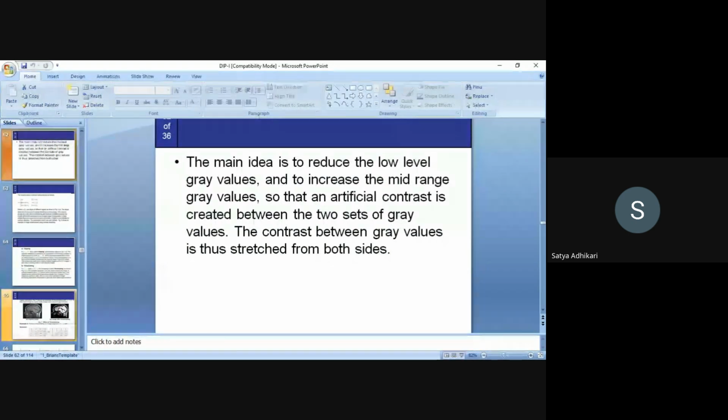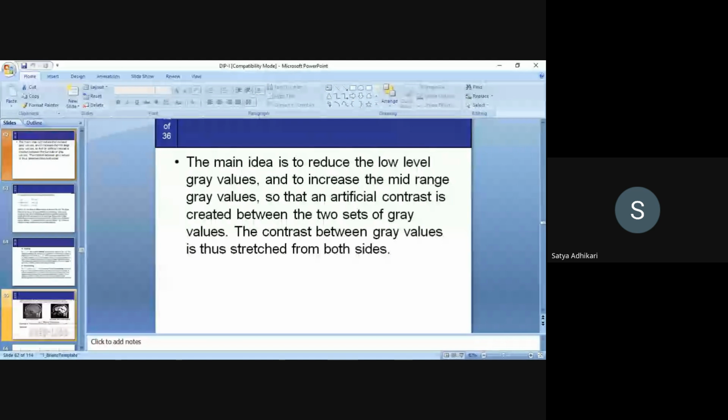The contrast between gray values is thus traced from both sides. If a particular pixel has a low level gray value, we have to increase it to the mid range. Mid range, you know, is 0 to 255, so mid range is around 127, 128. So 128 is known as the mid value. We have to increase that value up to the mid values, so that the contrast between the gray values is thus traced from both sides.